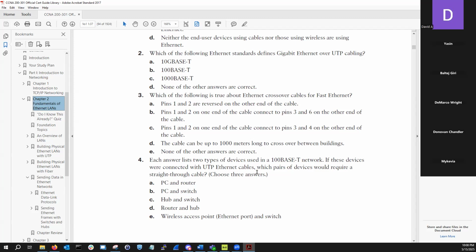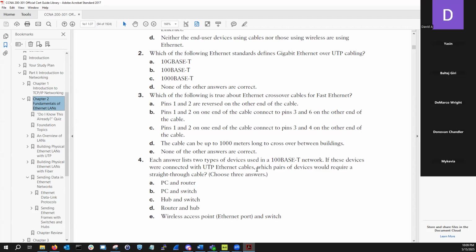Okay, router and the hub, they transmit on the same pins? No, they don't. Okay, wireless access point and a switch, they transmit on the same pins? No. Okay, so we're going to have to use auto MDIX, right? Okay, so your answer is going to be B, D, and E. Gotcha.